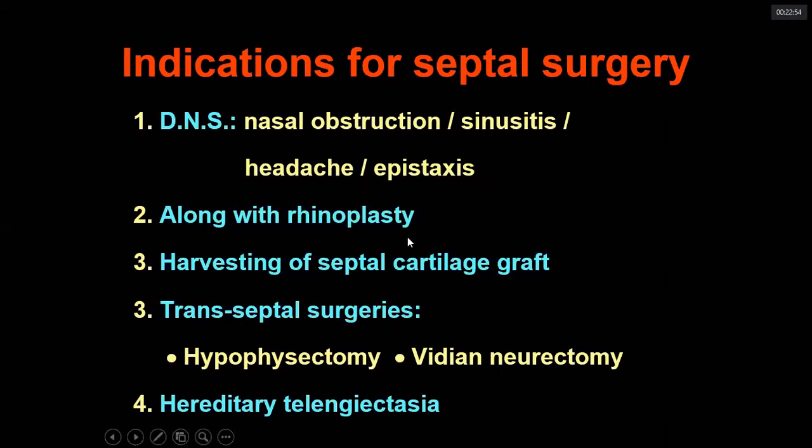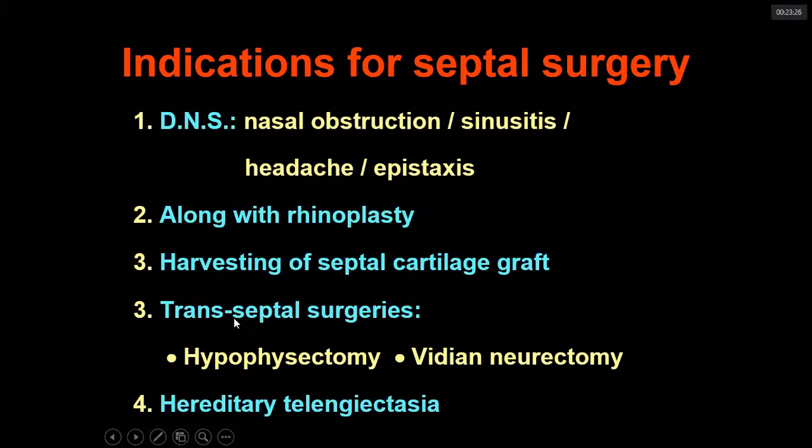Patients who have a deviated nose, okay, there is deformity in the nose, who want a nose job. In such patients, the cartilage or the septum also needs to be corrected along with rhinoplasty. So in the end, this becomes septorhinoplasty, where you correct the septum and also the external nose. And sometimes we need to harvest the septal cartilage as a graft material to be put somewhere else. So during that time, we may need to do septal surgery.